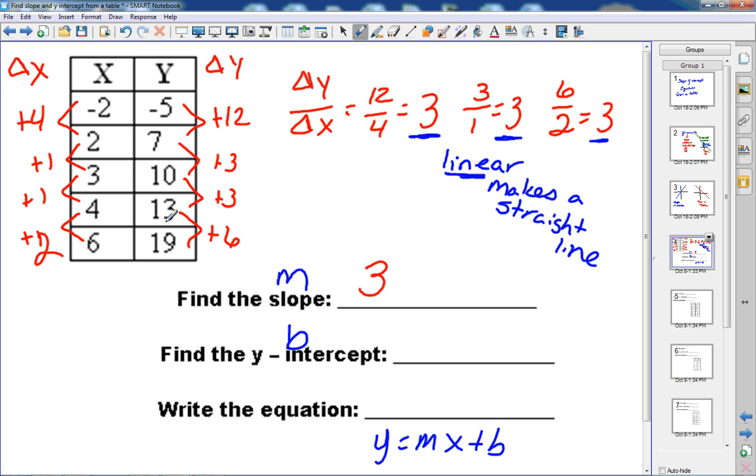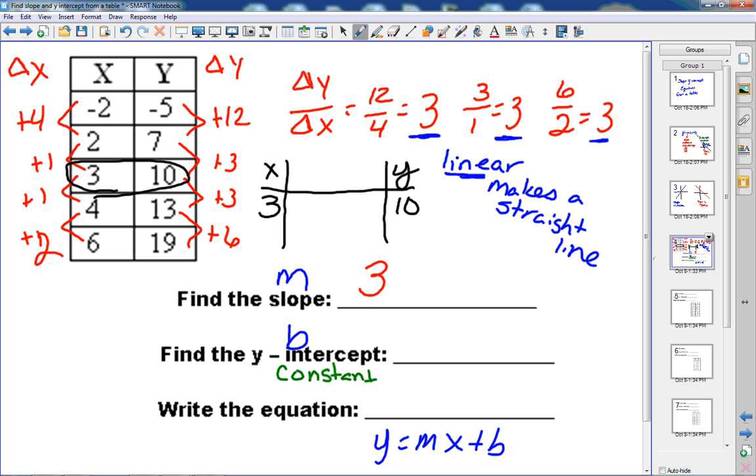Now, the y-intercept we said is the same as the constant. So we'll do the same thing that we do in our table building. I can use any of these points. I've got x and y, and I'm going to make my process table. I'm going to use some positive numbers right here. It doesn't really matter which ones you use. I'm going to use 3 and 10.